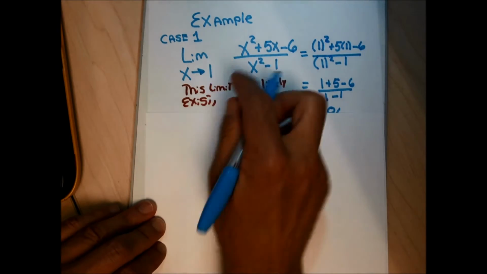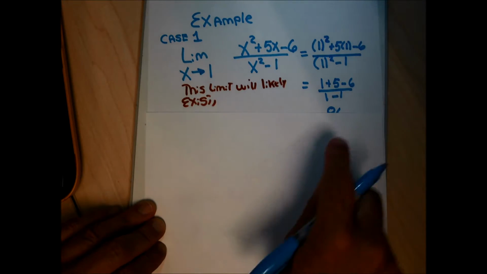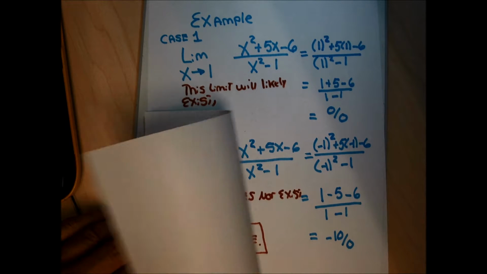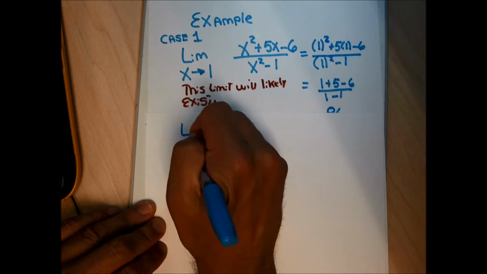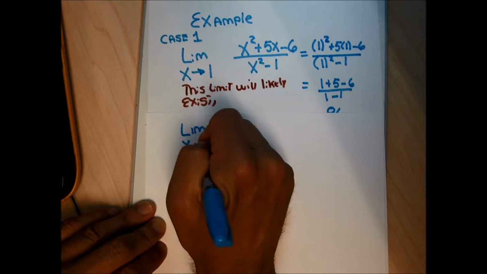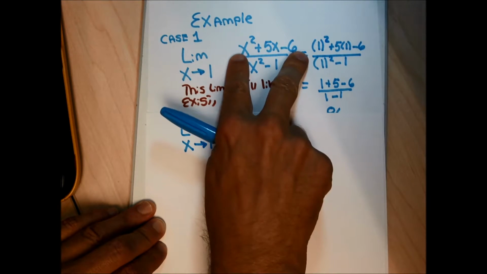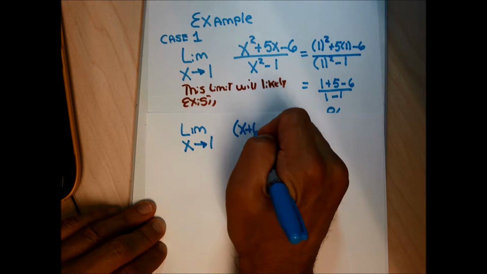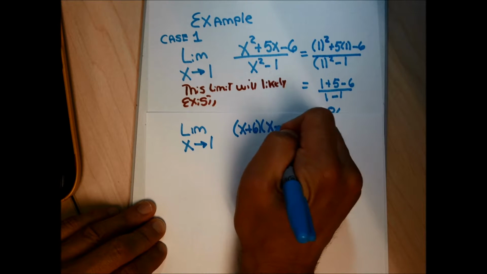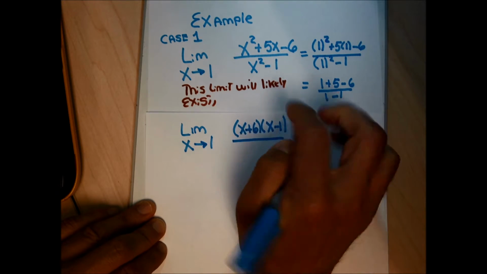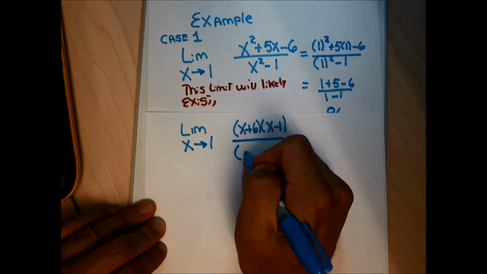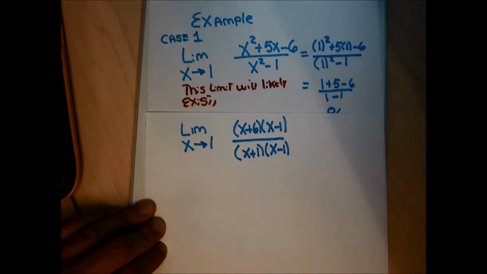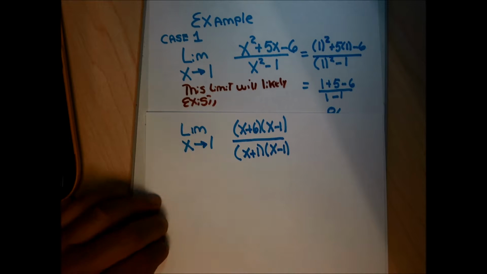So I'm going to finish up this limit right here. So I got 0 over 0. That isn't what the limit is. In order to find out what the limit in case 1 actually is, I'm going to need to factor and cancel. I'm going to factor the numerator. The numerator factors into x plus 6 times x minus 1. The denominator factors into x plus 1 times x minus 1. And now I'm going to cancel.